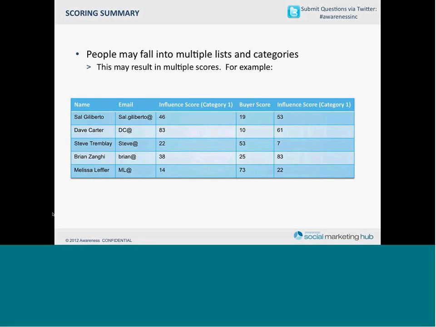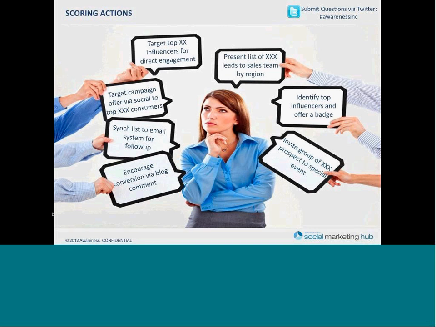Now, the end result of what it is that you're doing with social scoring is essentially a list, a segmented, rules-based list of data and information that gives you profiles on people that you can take and follow up with specific offers. And the big question is, well, what do I do with that? There's a bunch of scoring actions you can take, and I want you to ignore the fact that I put XXX and XX.